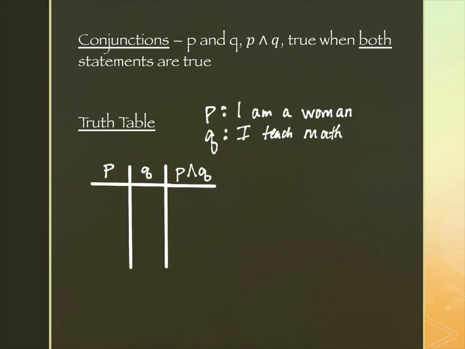All right. One option is that both statements are true. So this would be me. I would be walking in, and I would be saying, I am a woman, and I teach math. And not a single one of you would blink your eye and say, that sounded weird. Why'd she say that? Because both those statements are true, so joining them with the word and makes sense. It's a true statement.